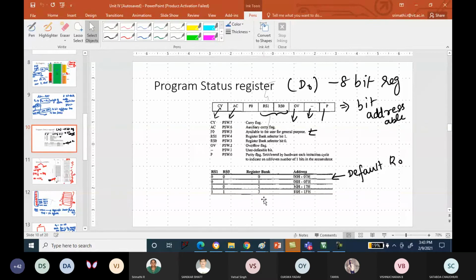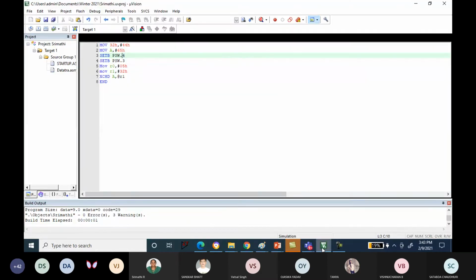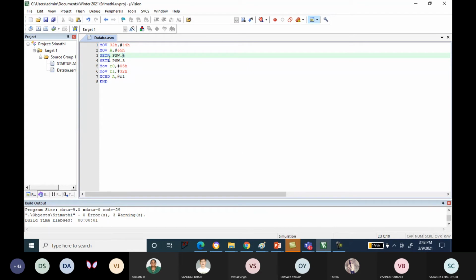Register bank 3 will be selected. So now I'm going to select register bank 3. Okay, and then I'm in register bank 3. Again, I'll be having 8 registers starting from R0 to R7.